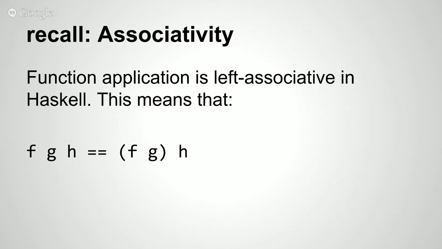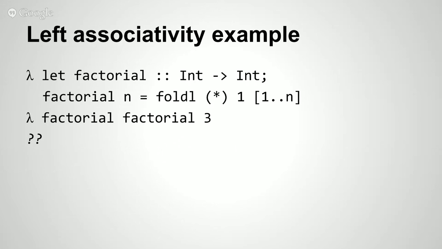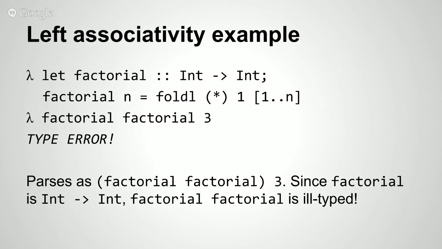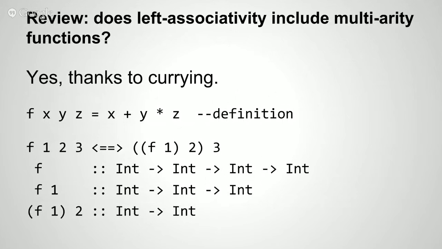So as we recall, function application is left associative, as we've seen over and over, and that's why we get our type error. Factorial is int arrow int, so factorial factorial is ill-typed, and the compiler tells us to fix it, which is what we want it to do. If there are any questions about whether left associativity includes multi-arity, the answer is it absolutely does because of the currying. f 1 2 3 is just f 1, the quantity of that applied to 2, and then the whole thing applied to 3. And you can see the types of each intermediate form at the bottom.